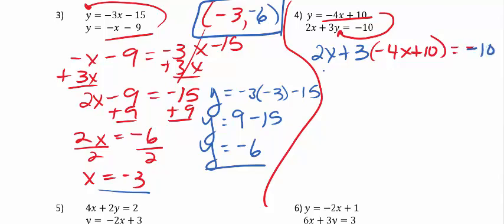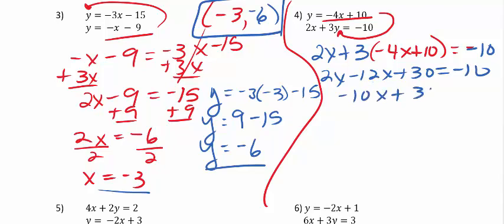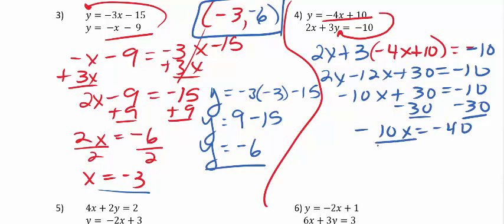Now, to clean this up, we're going to go ahead and distribute the 3. 3 times -4x is minus 12x. 3 times 10 is 30. Combine like terms, so we have 2x minus 12x is -10x. And we're going to subtract 30 from both sides and get -10x is -40, and then divide both sides by -10. So x is going to be 4.